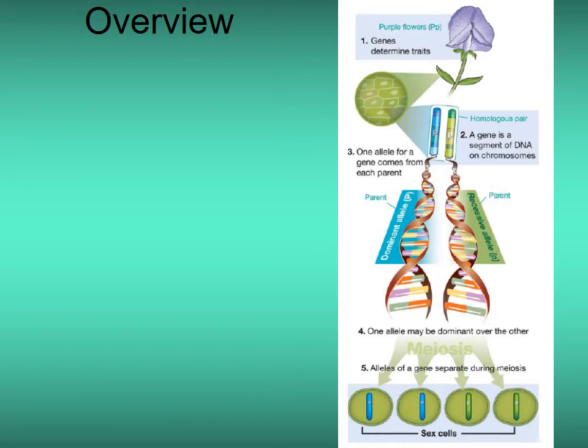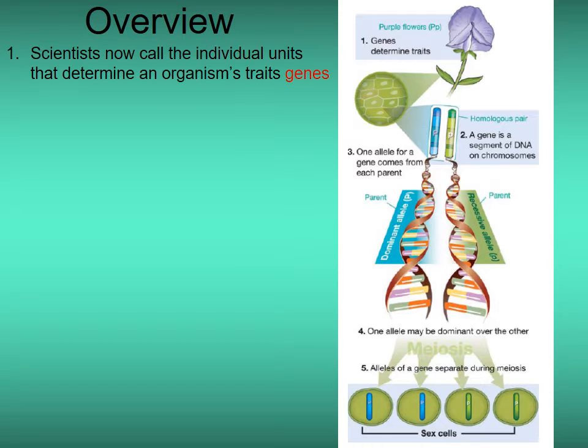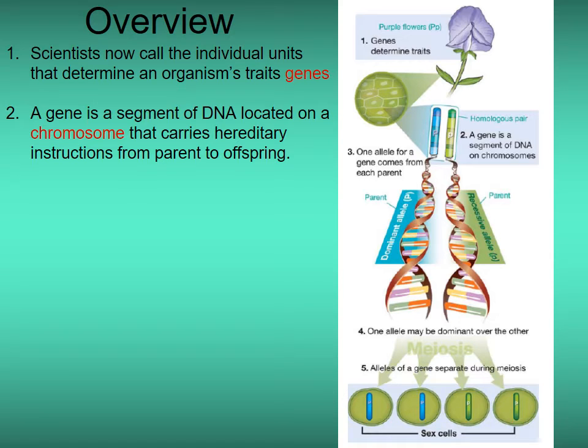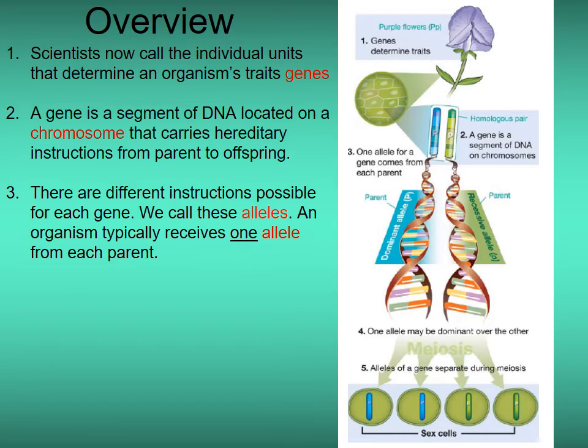So let's look at what we now know. Scientists now call the individual units that determine an organism's traits genes. A gene is a segment of DNA located on a chromosome that carries hereditary instructions from parents to offspring. So it's a set of instructions located in a particular place on a chromosome. There can be different instructions possible for each gene, and we call these different sets of instructions alleles. An organism typically receives only one allele from each parent.